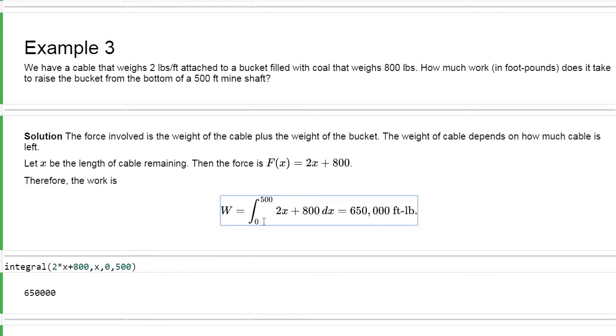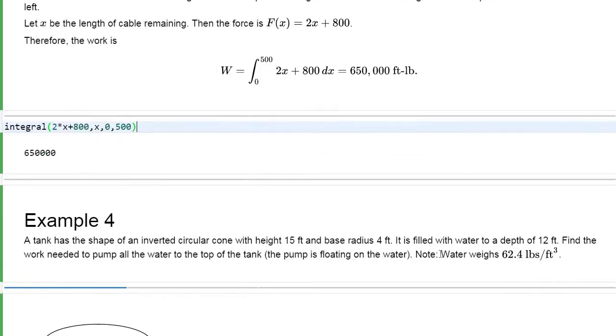Okay, and I know this looks kind of upside down because it starts out at 500 and stops at 0. Don't think about this chronologically. If you do 500 to 0 here, you'll get a negative work, which is not what you want. So 0 to 500, those are our boundaries. Here's the integral in Sage: 650,000 foot-pounds.